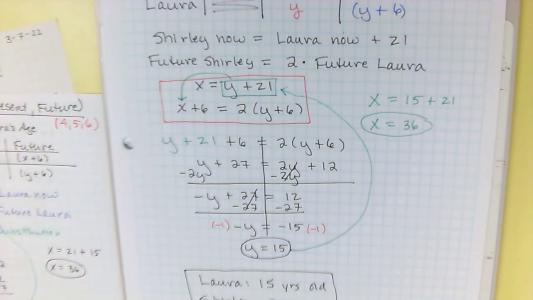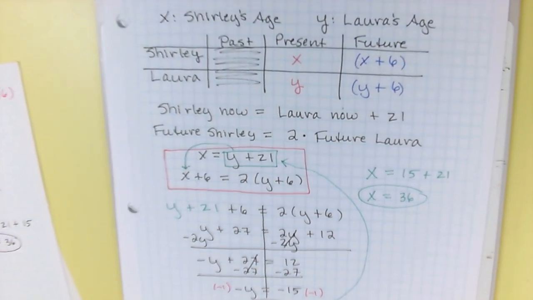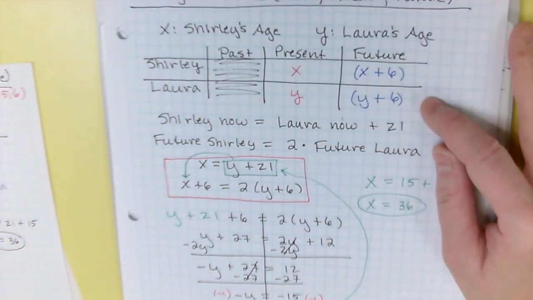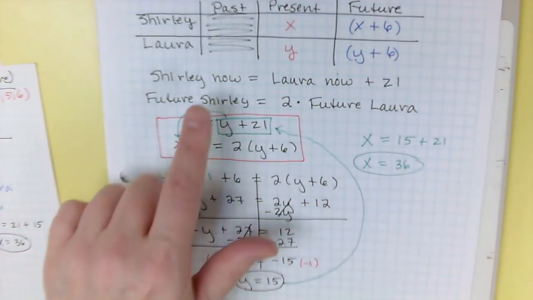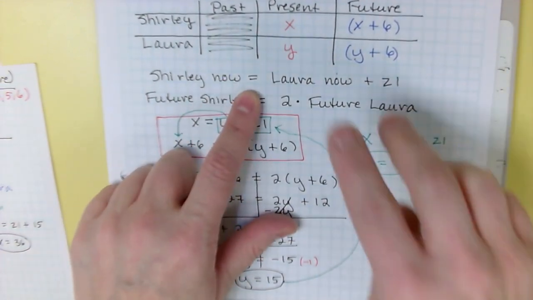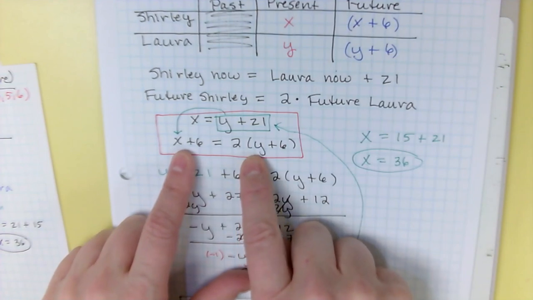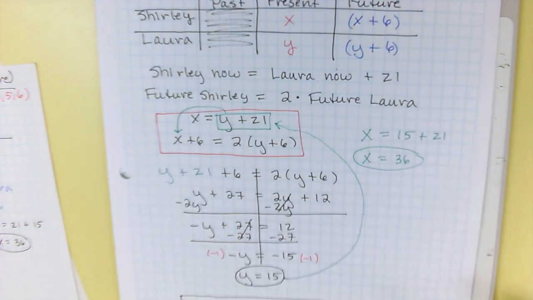All right, that is how you do an age problem. You set up a past, present, future chart, write the equations using words, and then fill the values in from the chart, and then solve.